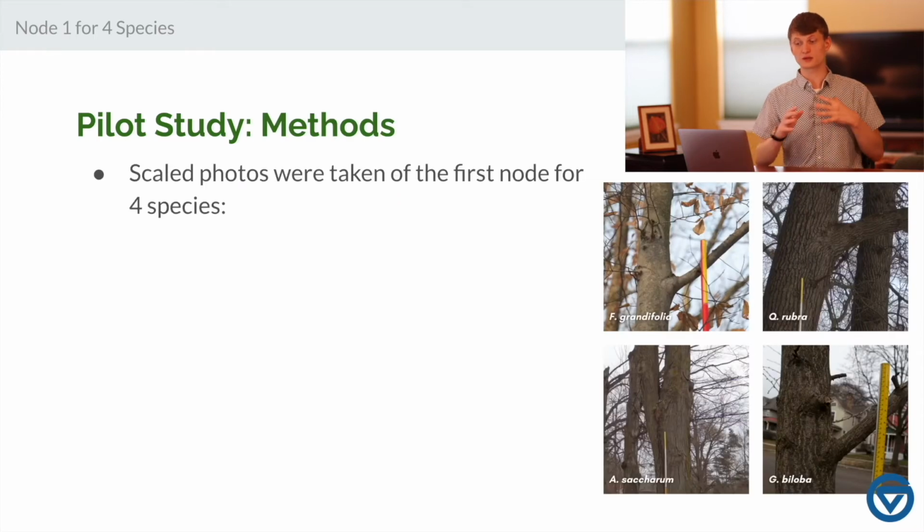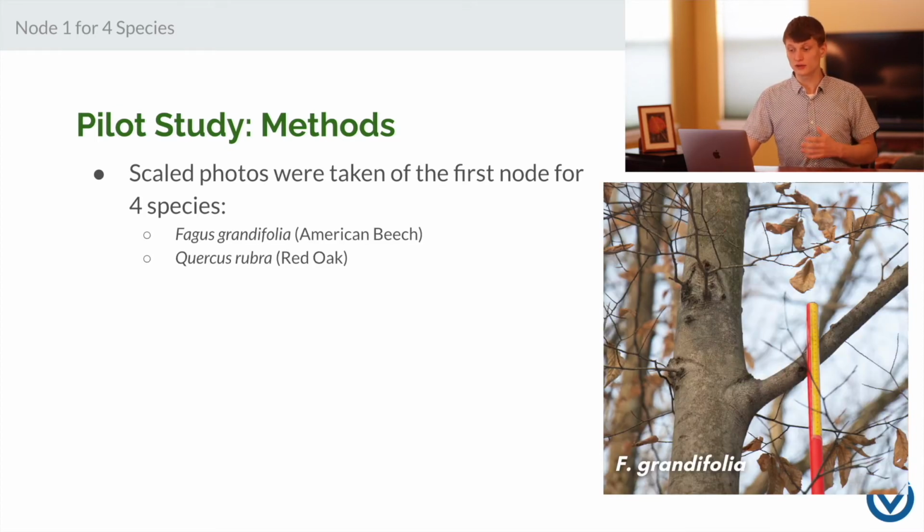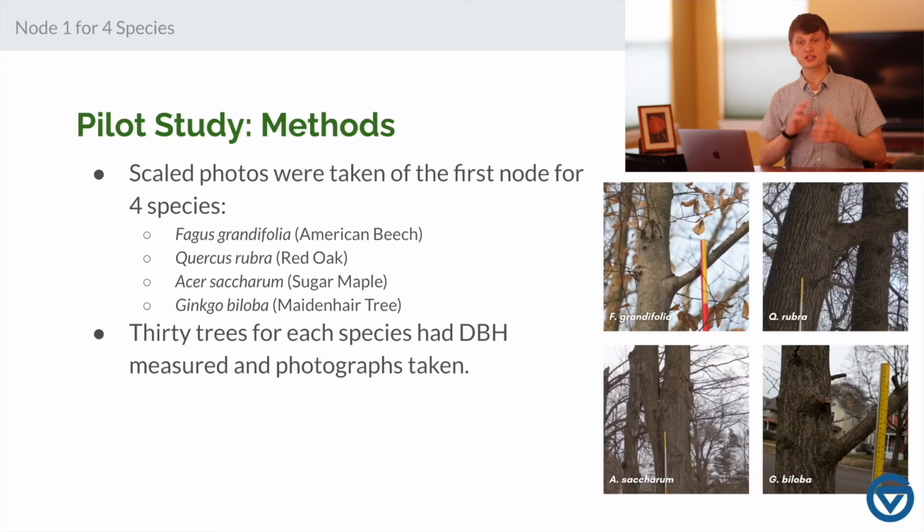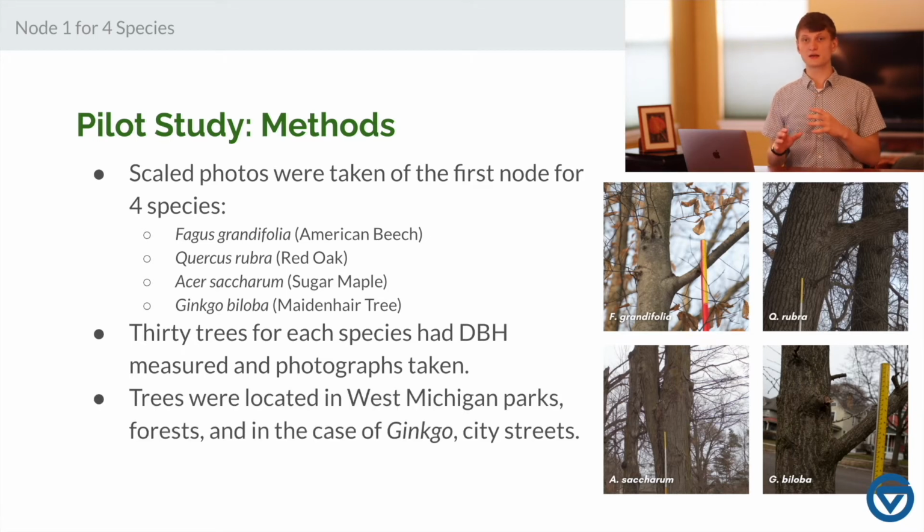For our methods, we took scaled photos of the first branching point, the first node, for 4 species, and there's some example photos there on the right. We used Fagus grandifolia, Quercus rubra, Acer saccharum, and Ginkgo biloba. And for each species, about 30 trees, we measured their DBH and took photographs of them. And all of these trees in our study were located in West Michigan parks, forests, or in the case of Ginkgo biloba, in the city streets of Grand Rapids.